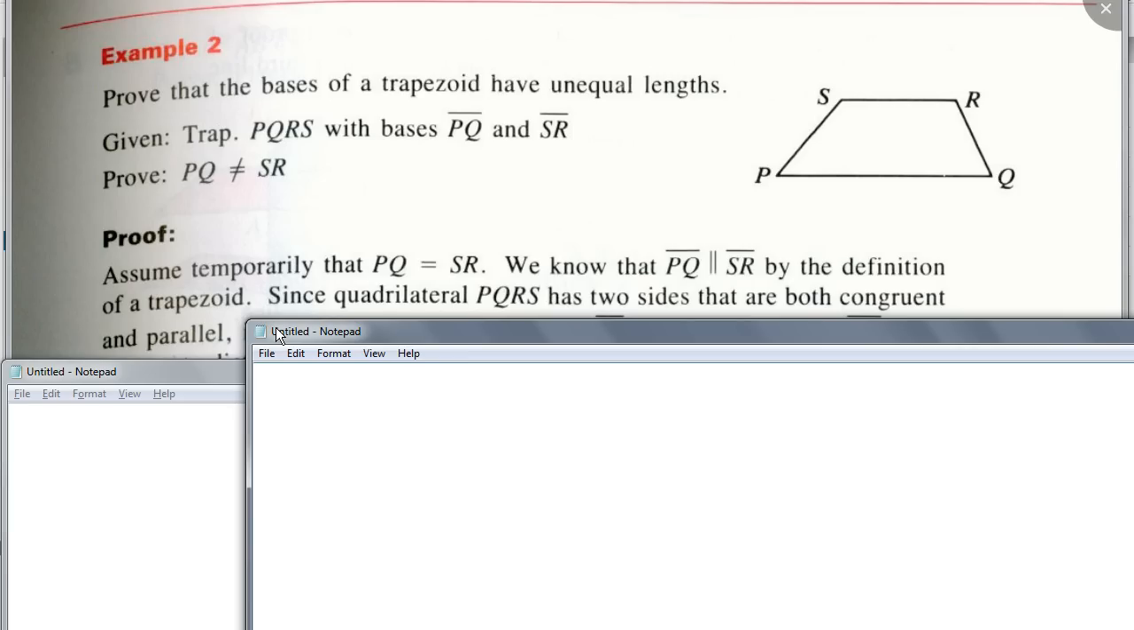So what? Have we reached our contradiction yet to the given fact? By the way, what is our given fact? That we have a trapezoid with the bases PQ and SR. Have we reached our contradiction? Not yet. Go ahead, everybody talk to your group. How are we going to reach the contradiction? So what, guys? Who could tell me what to do? Justin, what do you think?